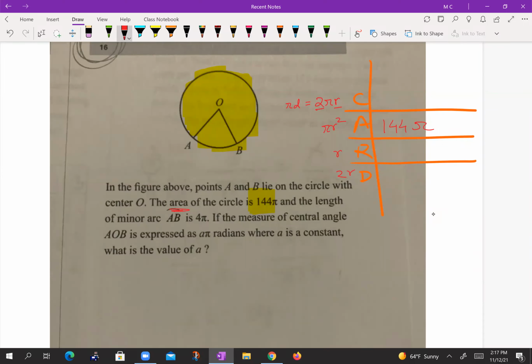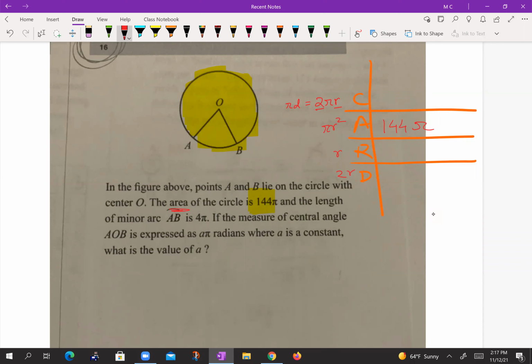I see students mix up circumference and the area sometimes. I see students mix up radius and diameter sometimes. But if you put it in the card chart, you're not going to make that silly mistake. And all you need is one clue and you can find the rest of it.